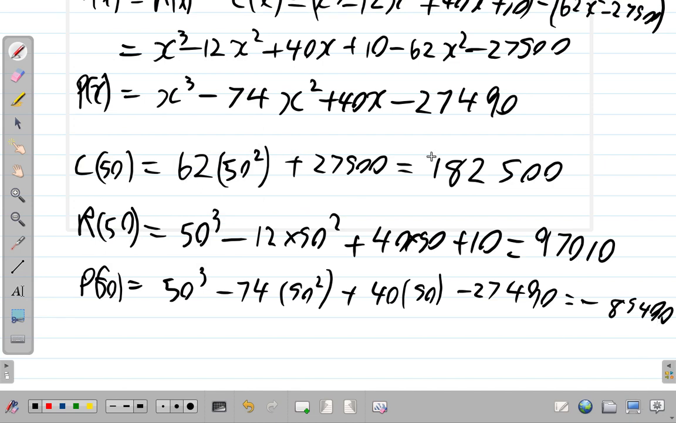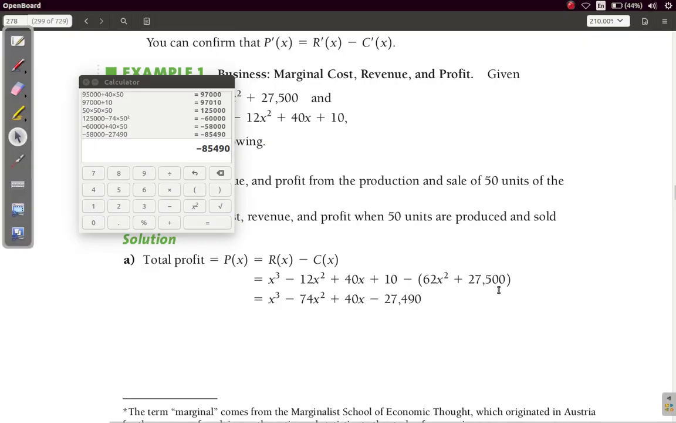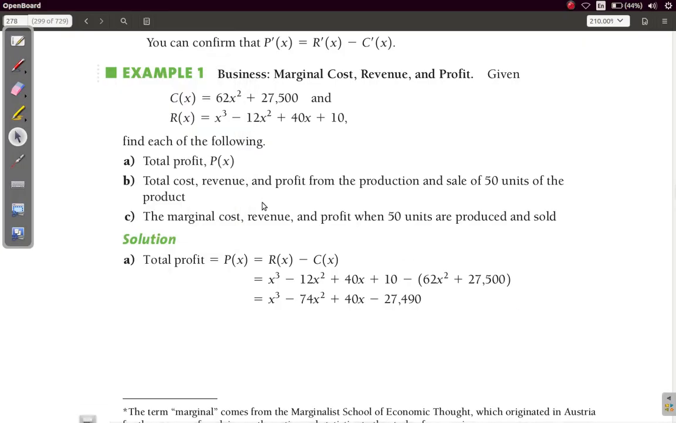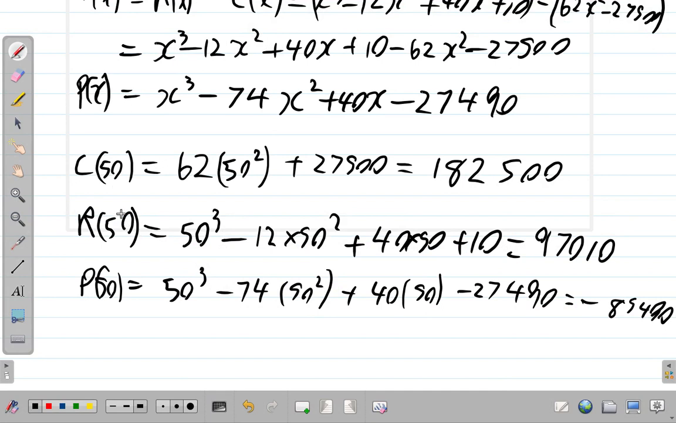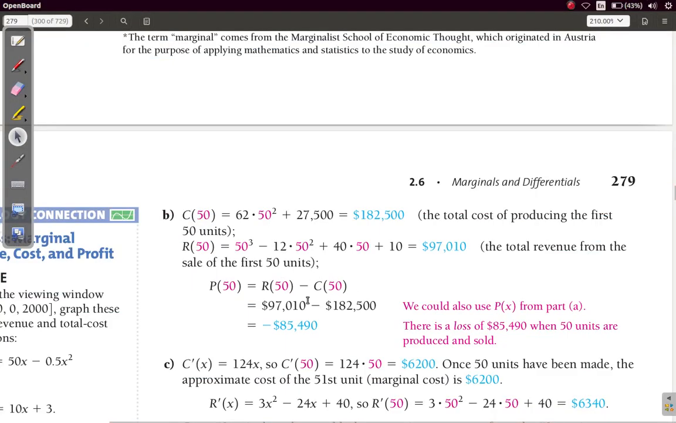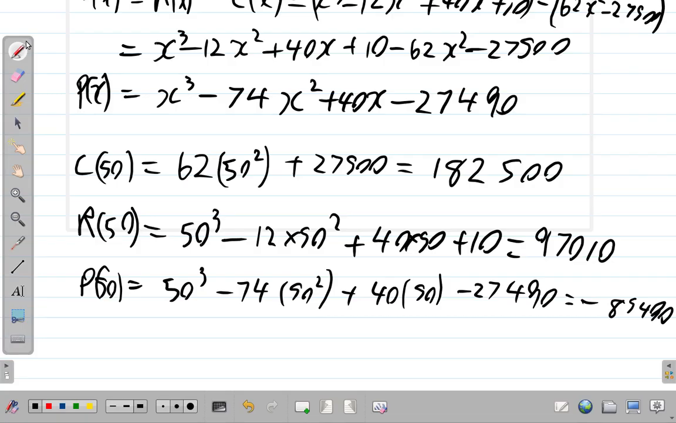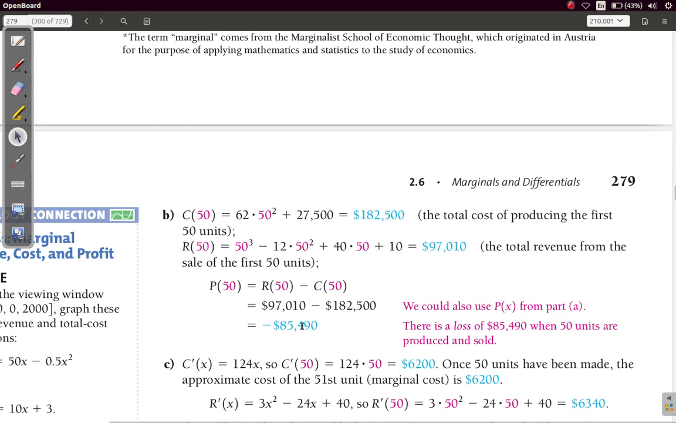All right, so C(50) is 182,500, that's what we get. Let's just see what the book says here. 182,500, good. We get that for C at 50. Revenue at 50, 970,010. And then the profit at 50, negative 85,490.